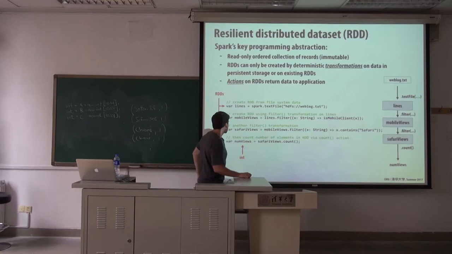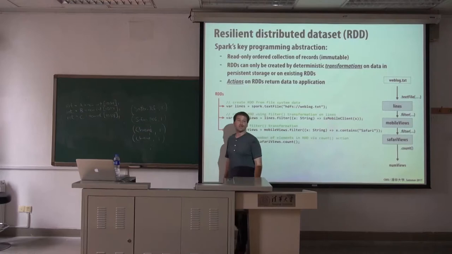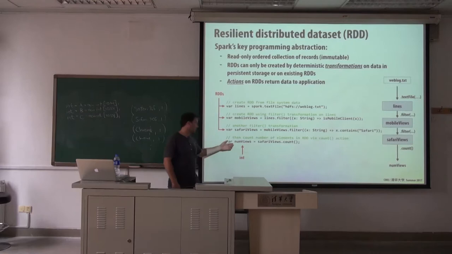And then I did it again. I said, okay, well, what if I want only the Safari mobile lines of the text file? So I just wrote another predicate which says, okay, does the string of the browser name contain the word Safari, which is Apple's browser? So now I have another array, which is only the lines in the file that are Safari mobile. And then I can do Safari views.count, and I can get the number of views from Safari.